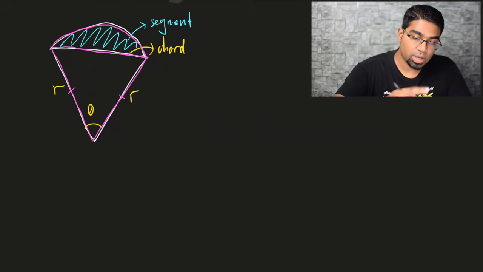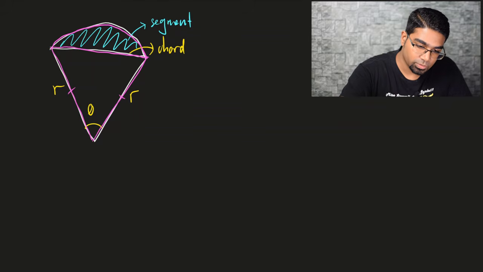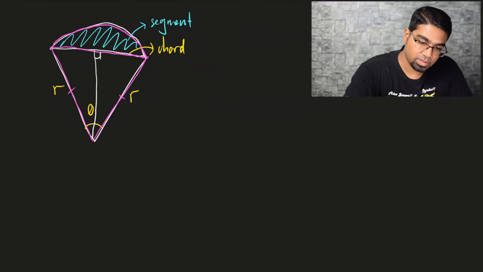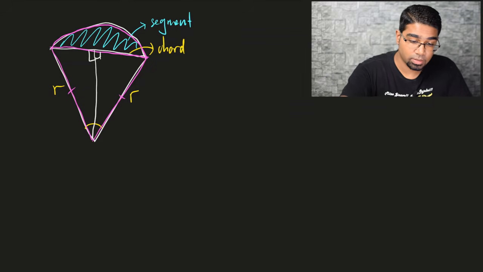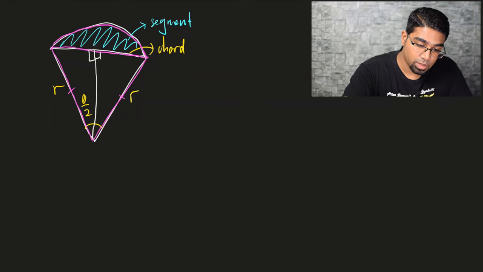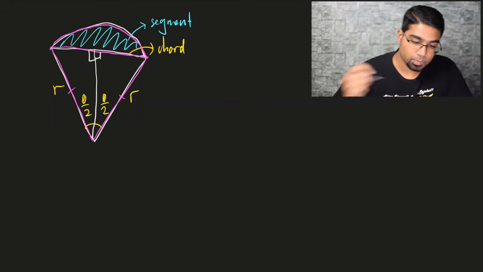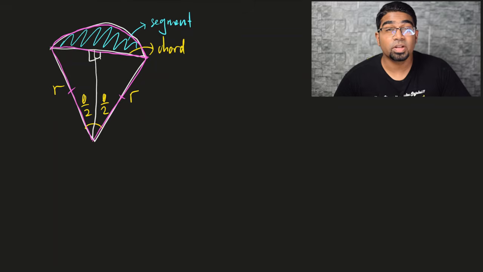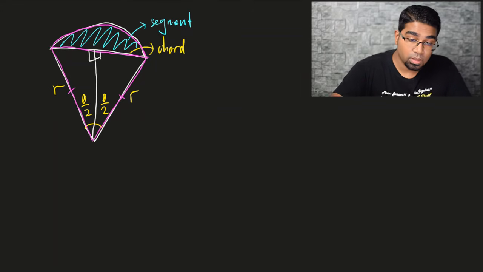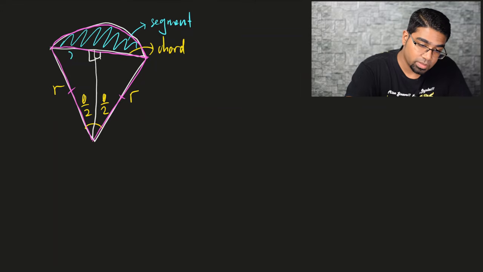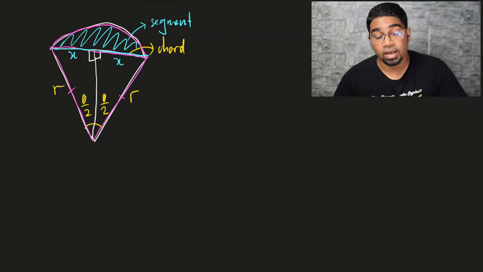Now, when we divide this isosceles triangle exactly into two at the center, then this is 90 degrees and this is 90 degrees. And now each side, the angle is theta over 2, theta over 2. Okay, so we have to use a little bit of trigonometry here. It's not very difficult. So here, let's name this half of the chord x. So this would be x as well because they are the same length.